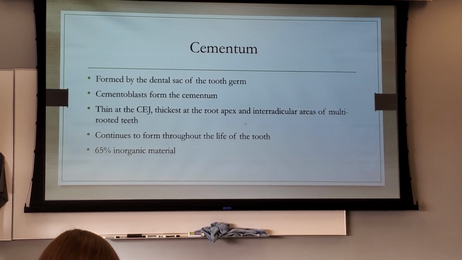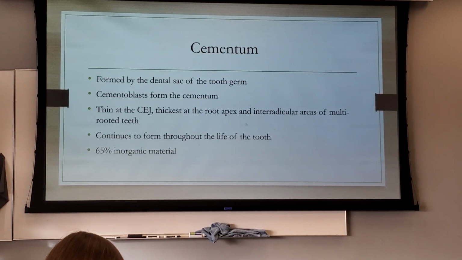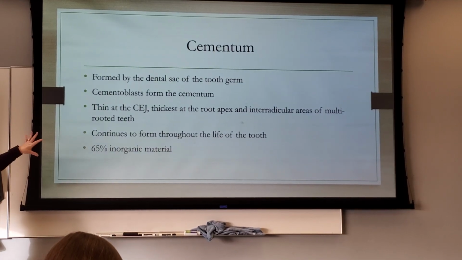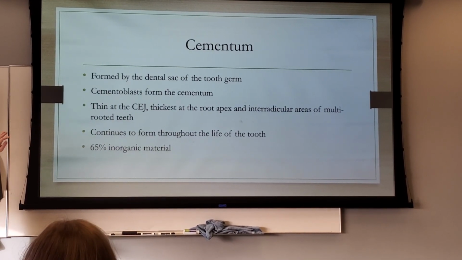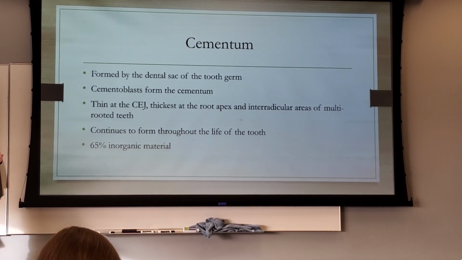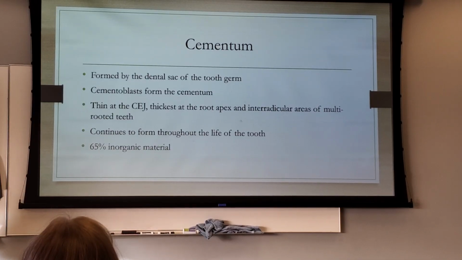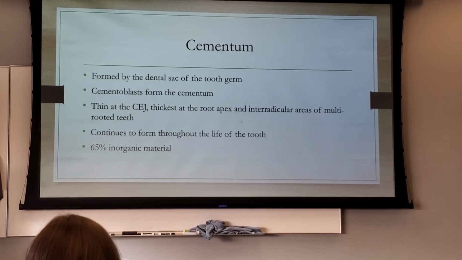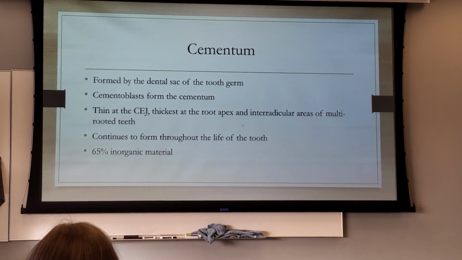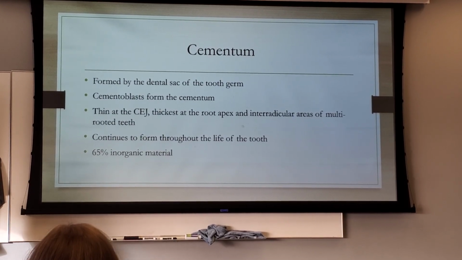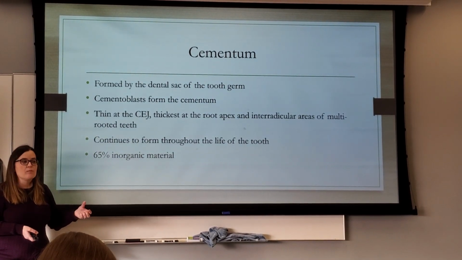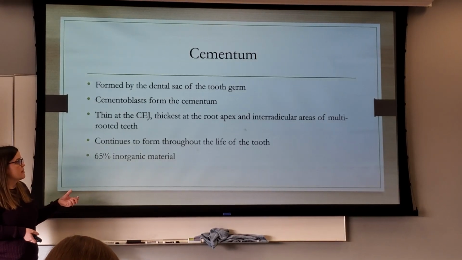All right, so the cementum comes from the dental sac of the tooth germ, the outer part of the tooth germ, and the cementoblasts form the cementum. It's thinnest at the CEJ and thickest at the root apex and the interradicular areas of multi-rooted teeth. So that CEJ where you feel like you're exploring with your instruments is the thinnest amount of cementum on the tooth. That's why we want to preserve our cementum with our instrumentation, because it is very thin at the CEJ, but if you go further down the root of the tooth, it starts to thicken. We get more cementum in those areas.